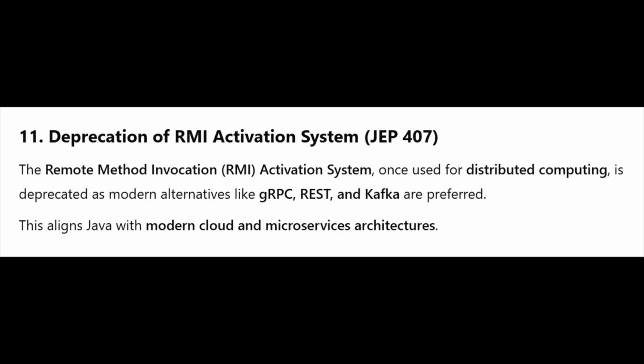Deprecation of RMI Activation System, JEP 407. The Remote Method Invocation, RMI, activation system, once used for distributed computing, is deprecated as modern alternatives like gRPC, REST, and Kafka are preferred. This aligns Java with modern cloud and microservices architectures.